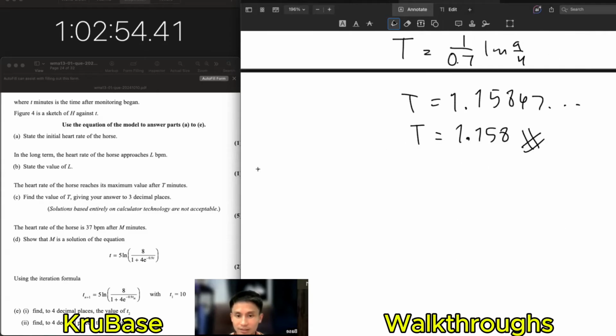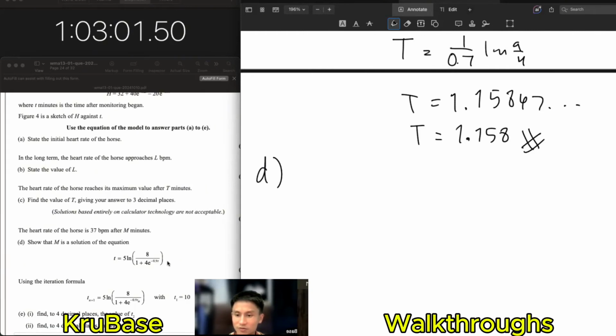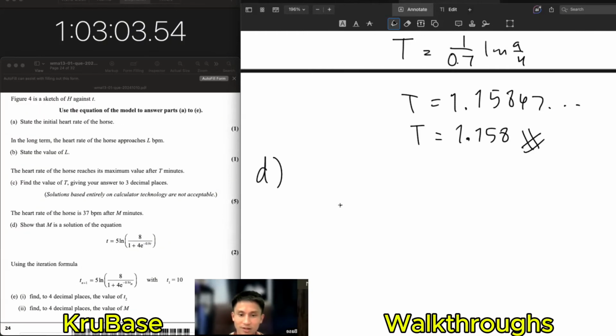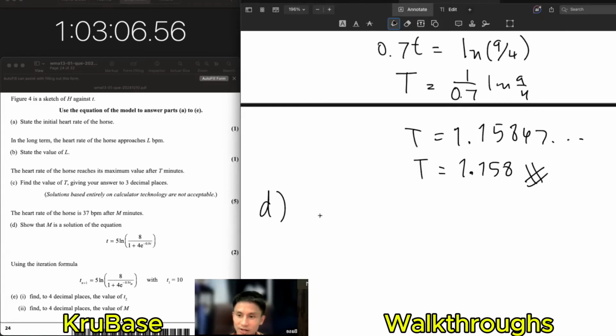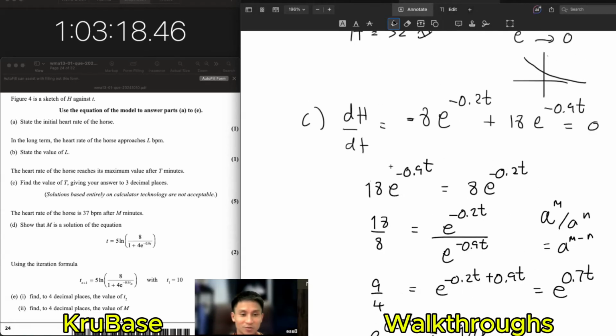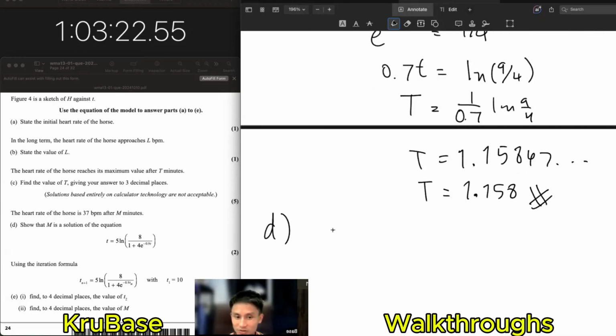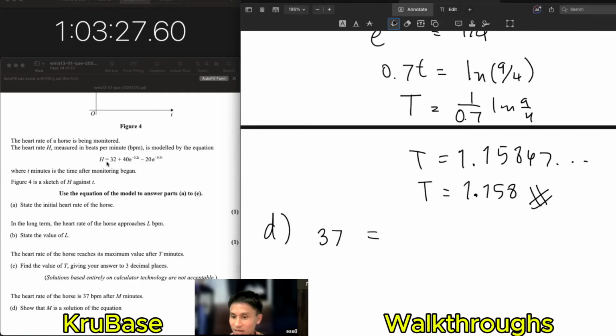Okay, that's C done. D, the heart rate of the horse is 37 beats per minute after m minutes. Show that m is a solution of that, and then we're going to do the iterative formula. So I'm just doing the heart rate. The heart rate of the horse reaches maximum, let's say. I'm just checking C: we differentiate, equate it to 0, and find T. Now, for D, we just equate 37 to the original equation because the heart rate is H, basically.